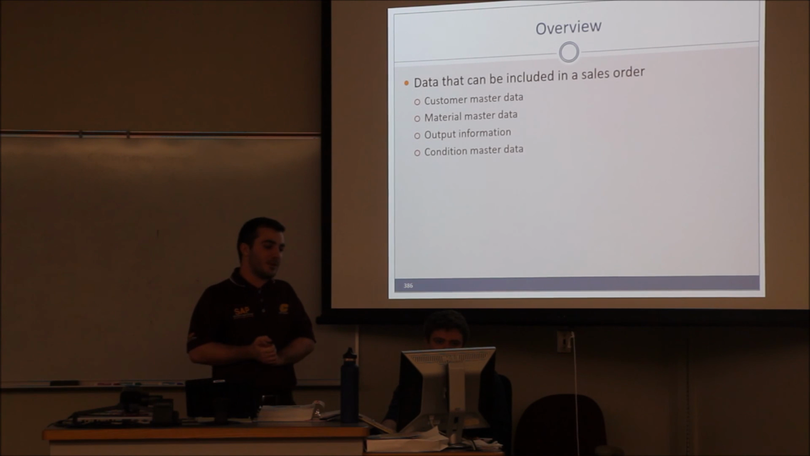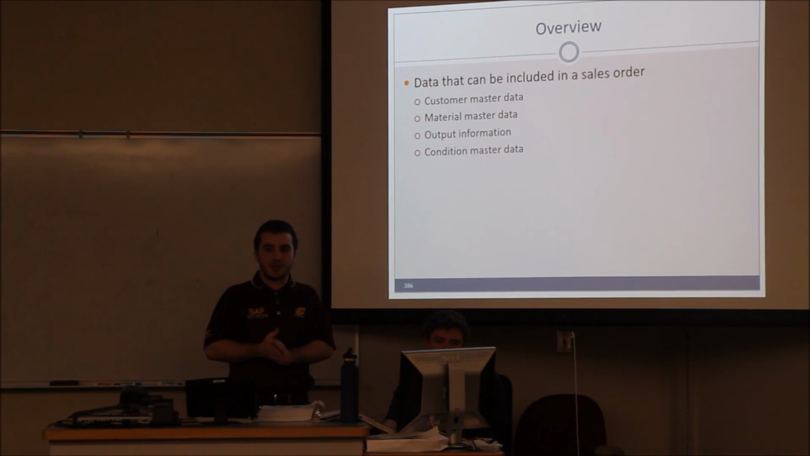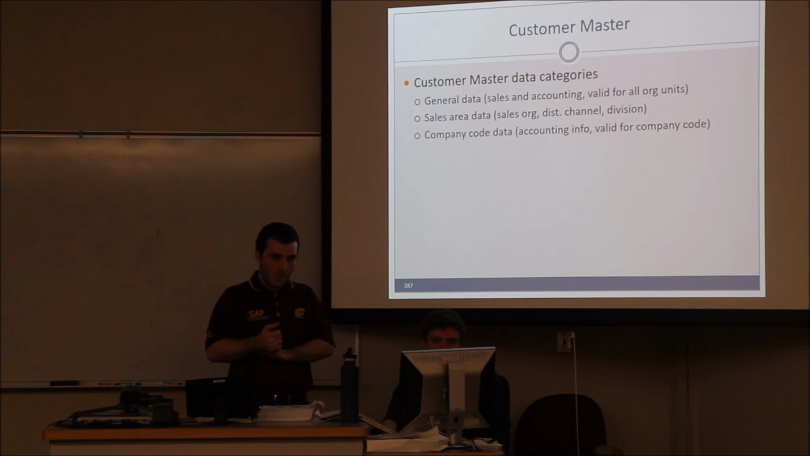Data that can be included in the sales order could be customer master data, material master data, output information, and condition master data. For the customer master, these are the following data categories that I can have. The general data, which is sales and accounting, and is valid for all ordered units. The sales area data, which is just for the distribution channel and division and the sales organization. And the company code data, which is the accounting information, P&L statements, balance sheets, and that is valid for the company code.